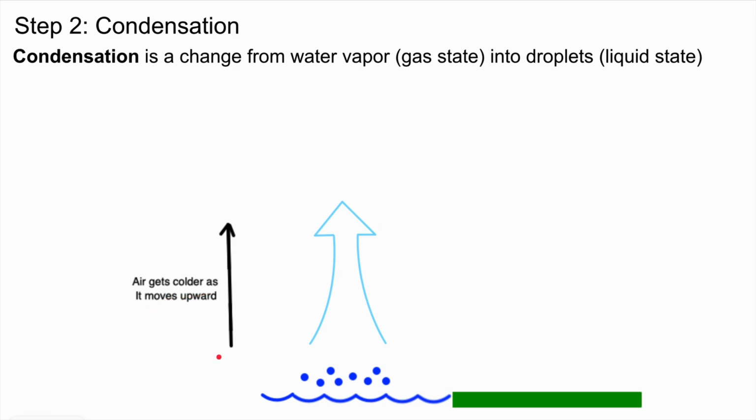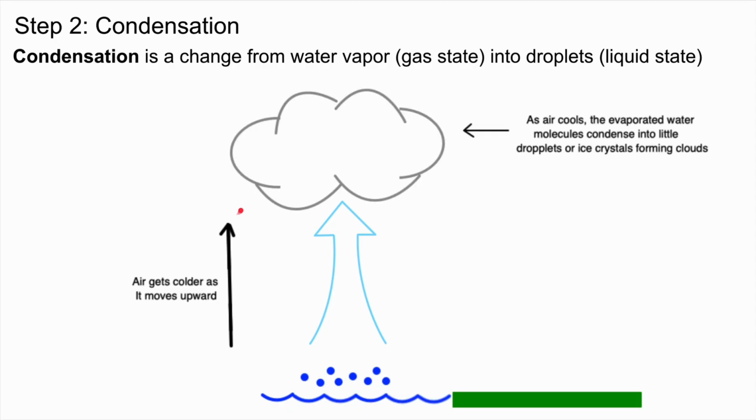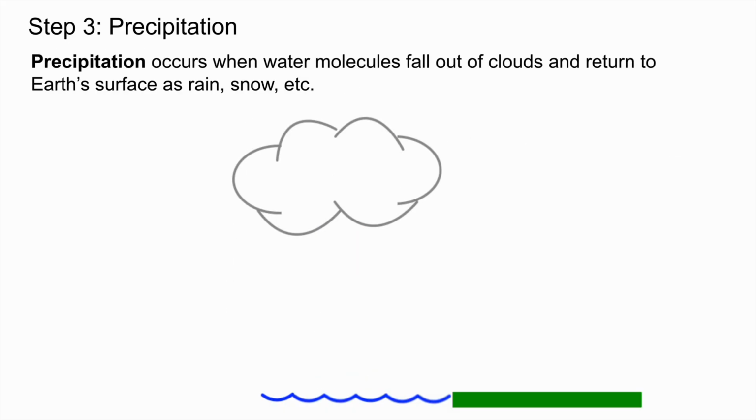But the bottom line for this unit is that as you move upwards, the temperature gets colder. And when the temperature gets colder, the water molecules that evaporated are going to coalesce back into little tiny droplets or ice crystals in the cloud. And that's what a cloud is. A cloud is just a group of water droplets or ice crystals that are formed in the air as a result of cooling this evaporated water as it moved upwards.